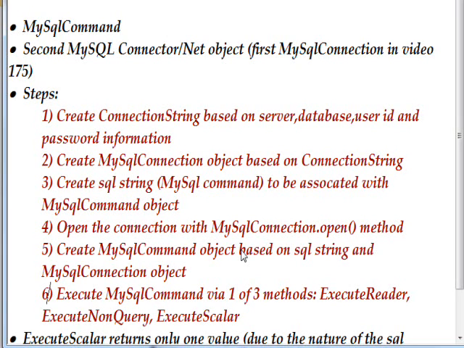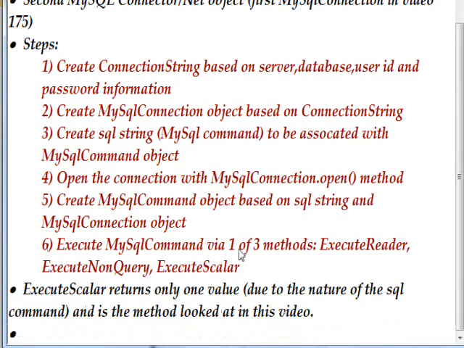And finally, you need to execute the MySqlCommand now that everything's been set up. And the execution is via one of three methods. You can use ExecuteReader, ExecuteNonQuery, or ExecuteScalar. And the method we're using in this video is ExecuteScalar, which returns one value. And it returns one value because of the nature of the SQL command you're passing to the MySqlCommand object, which by its nature returns only one value.